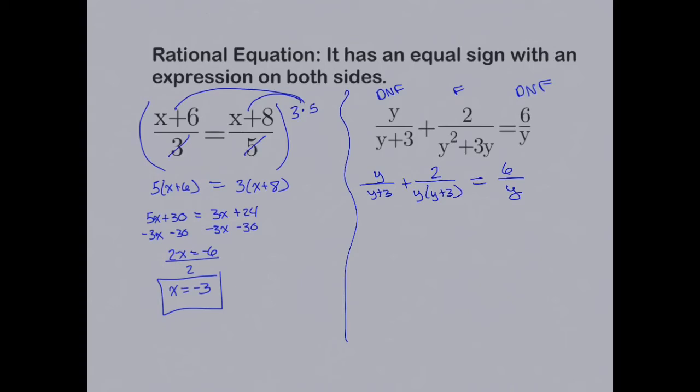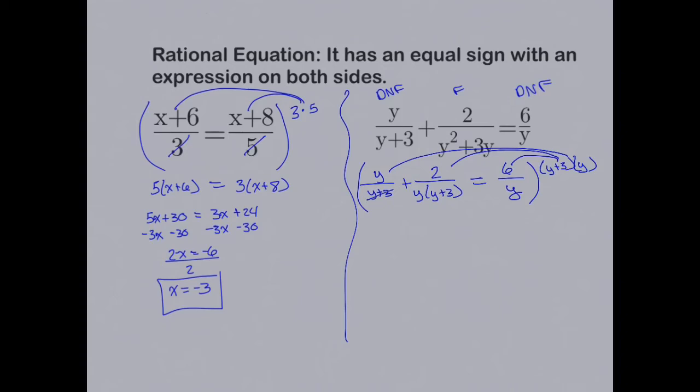So now we're going to go right into multiplying by the common denominator, like we did with complex fractions where there were multiple fractions. If we think about our common denominator, the first two fractions have y plus 3 in common, and then the second two fractions have y in common. So that's our common denominator right there. We're going to multiply this into all three terms, and we're going to get rid of the denominator.